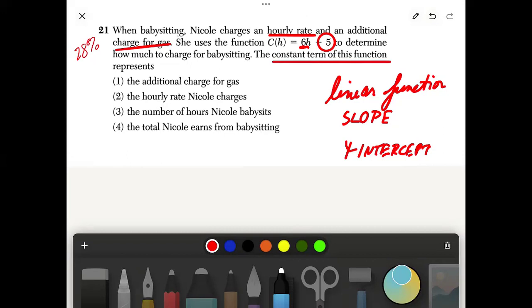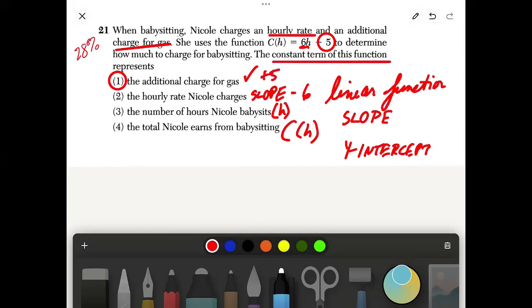So that's the charge for the gas. It's not the hourly rate, that's the slope. It's not the number of hours because we don't know what that is. That's H, that's the input, that's the X value. And then the total is C of H. That's the total amount. The number of hours is the input, that's H. The hourly rate, that's 6, that's the slope. And the additional charge, that's 5.